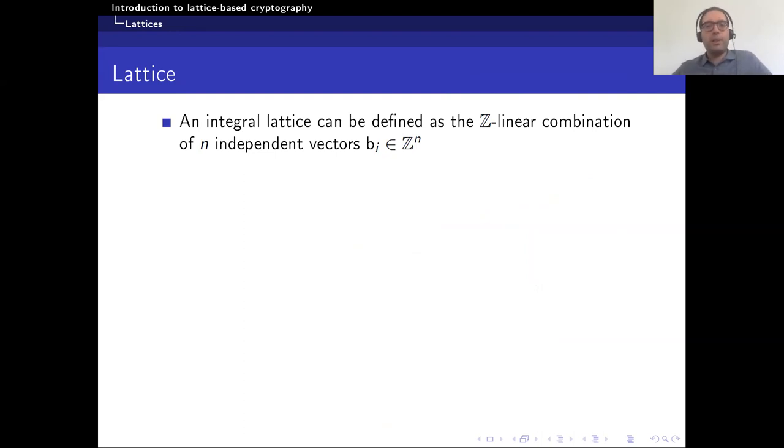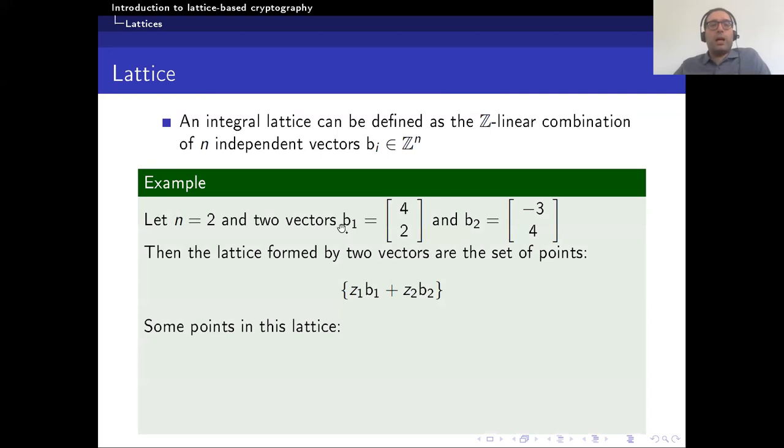Okay. So now we want to see how we can create a lattice. What is a lattice, and what is the hard problem in lattice-based crypto? A lattice can be defined as a linear combination of n independent vectors called bases. Suppose that n is equal to 2, therefore you have 2 bases. This is the first basis, B1, and B2 is your second basis.